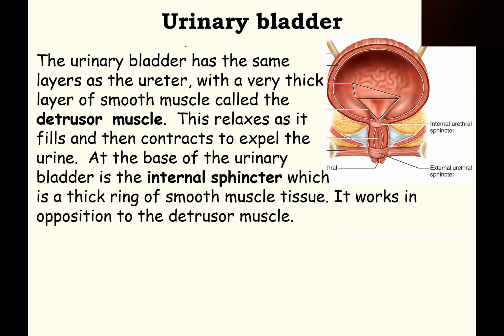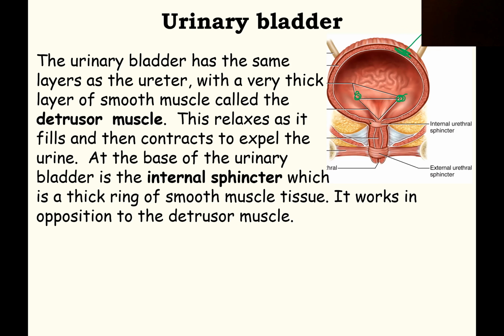Okay, urinary bladder, same 3 layers of tissue. However, this has a different shape, much wider, and it has a much thicker layer of smooth muscle tissue. So thick that it's called the detrusor muscle. It's going to relax as the urinary bladder fills up, and then it contracts to empty it. Again, the ureters are going to empty into the inferior dorsal wall.